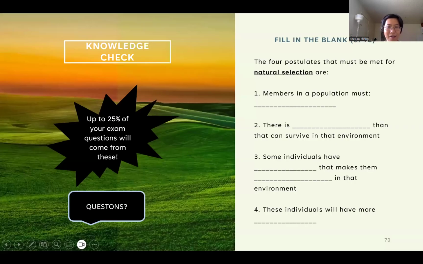So now, we're getting near to our last knowledge check, and this covers another type of question you'll see in the exam, which are the fill-in-the-blank questions. In this case, please fill in the blank for the 4 postulates that must be met for natural selection to occur. Go ahead and pause the playback for now.